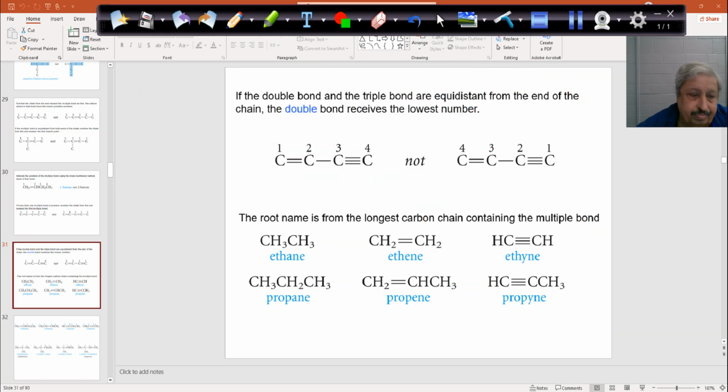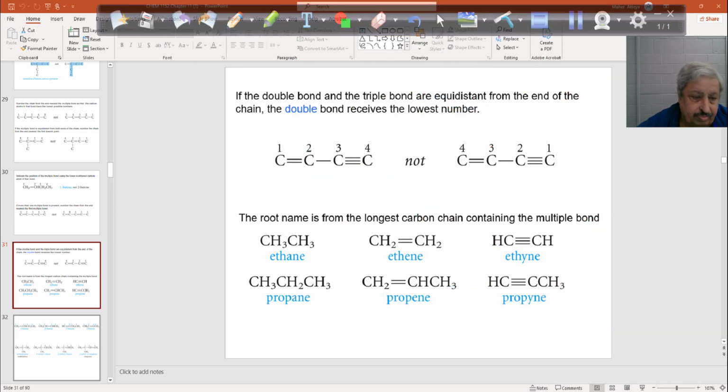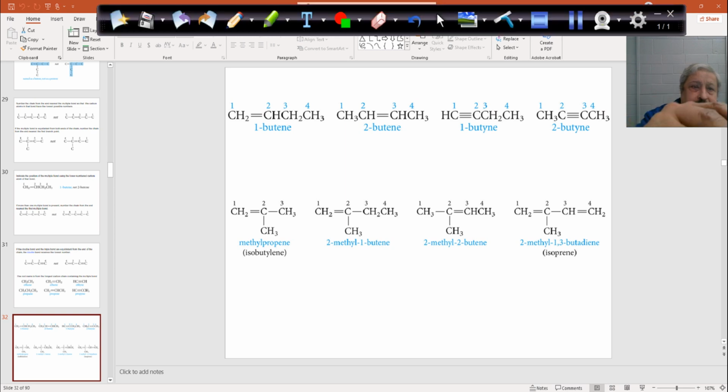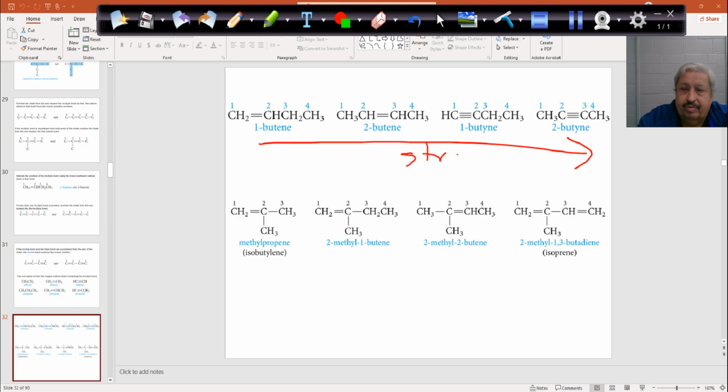Taking this one out. Here is just an example, you can look at them. Those are examples, and as you can see, those are straight longest chains.